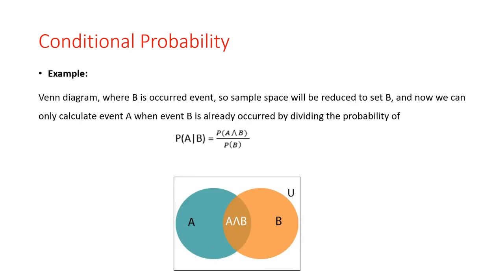It can be explained by using this Venn diagram, where B is the occurred event. The sample space is reduced to set B, and now we can only calculate event A when event B has already occurred. So by using this formula, probability of A given B is equal to probability of A and B divided by probability of B, and this is a simple Venn diagram.